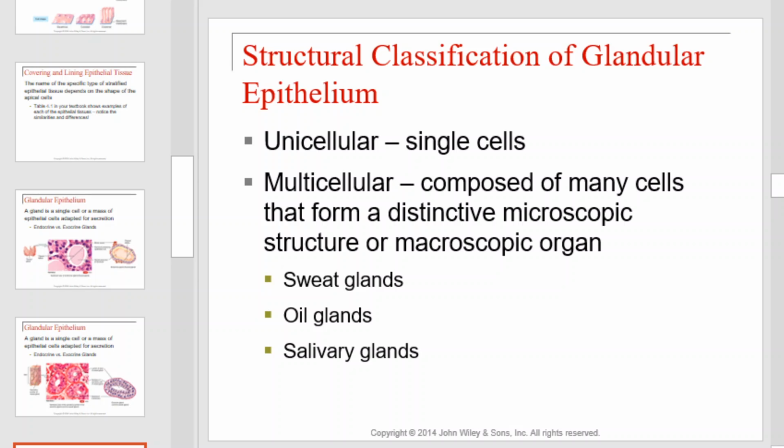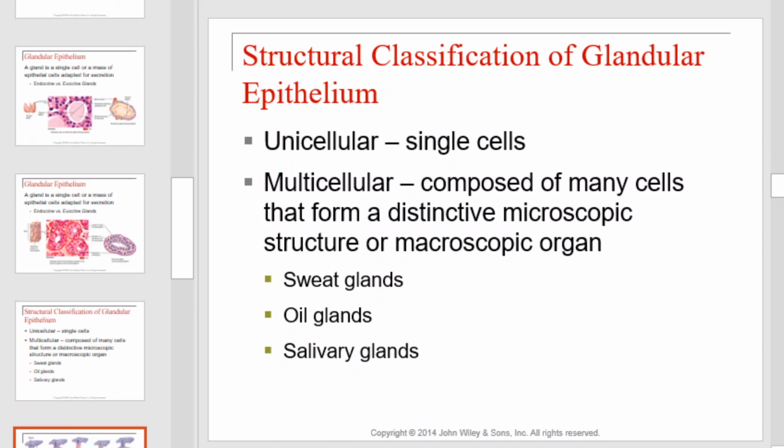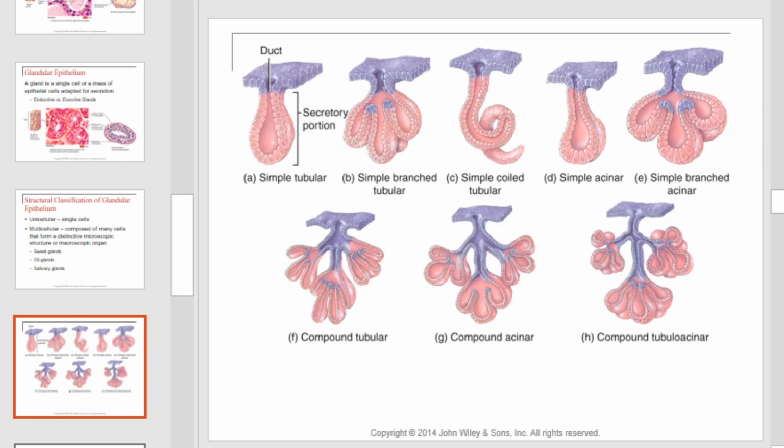Structural classification of glandular epithelium. Glandular epithelium can be unicellular or multicellular. Unicellular glandular epithelium is made up of single cells, while multicellular glandular epithelium is composed of many cells that often form a distinct micro or macroscopic structure. Some examples of multicellular glandular epithelium include sweat glands, oil glands, and salivary glands. This graphic illustrates some multicellular glands in a variety of different shapes.